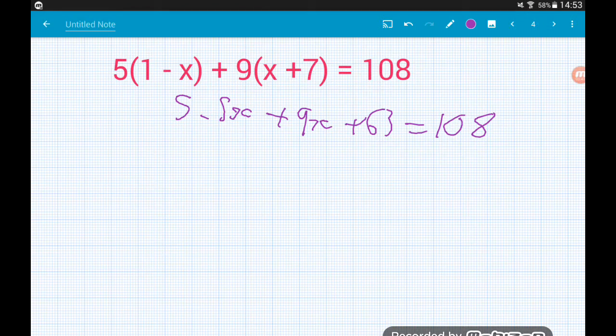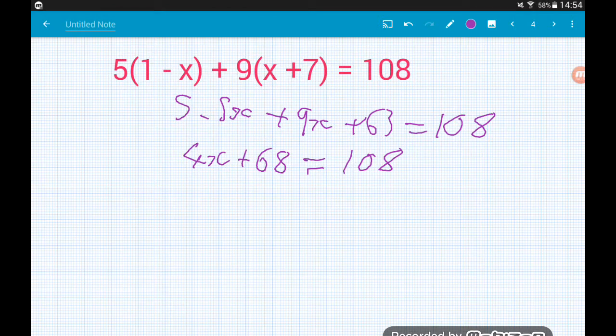Okay, so if we now simplify the left hand side, so we've got a minus 5x and a plus 9x, so 9x minus 5x will leave us with 4x. And we've got a 5 plus 63, which will give us 68. So we've got 4x plus 68 is equal to 108. Okay, so we've expanded and simplified the left hand side.